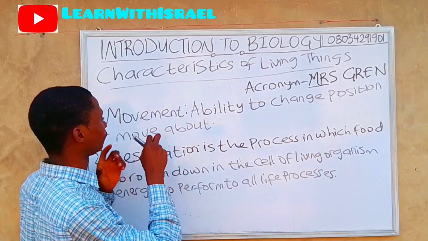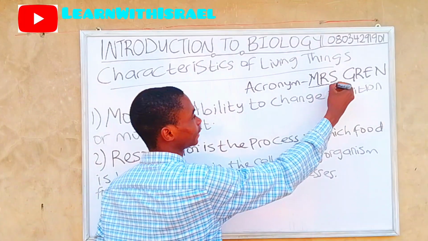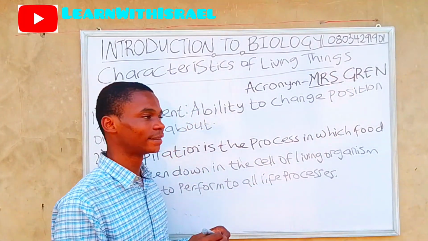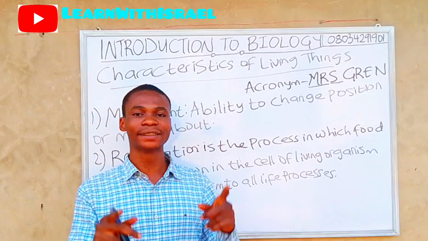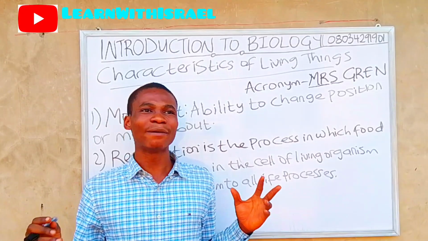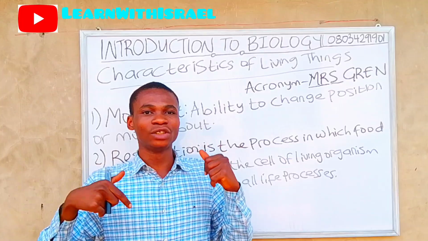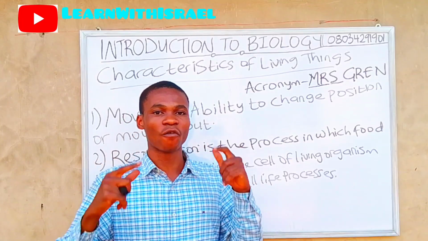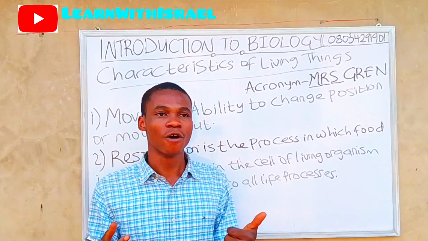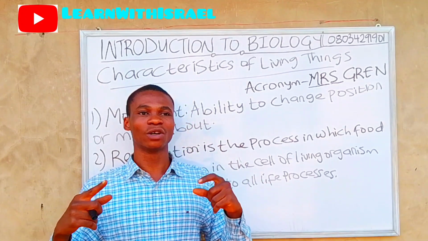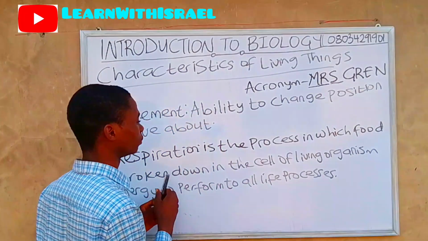So now, since we have treated movement and respiration, we'll be moving to the next one, which is S. This S means sensitivity. Another name for sensitivity is irritability. But JAMB normally tests sensitivity. JAMB doesn't normally use irritability in their exam context. Sensitivity is the new term for irritability, and irritability is the old term. So make sure you note that.